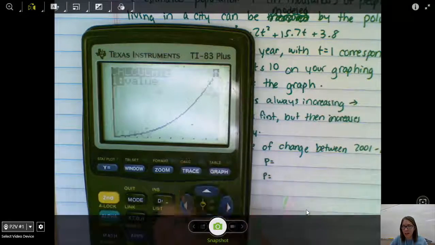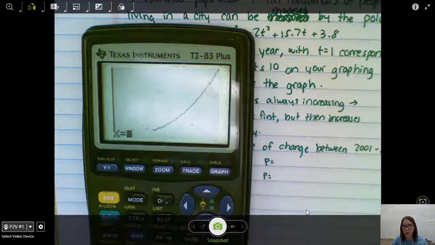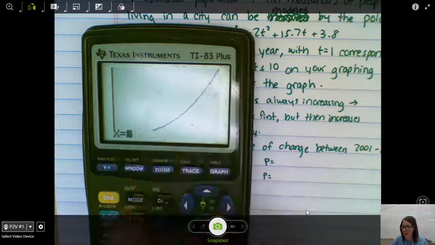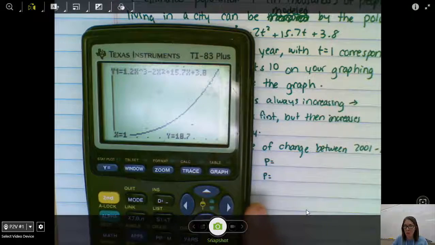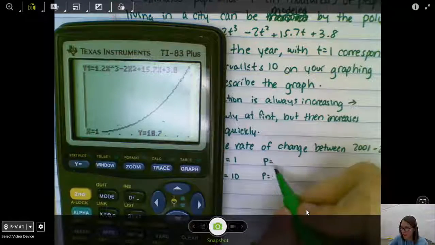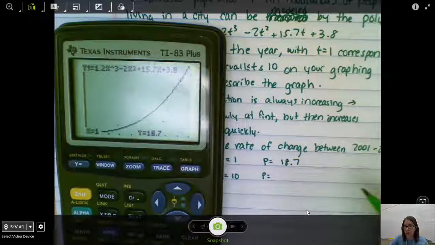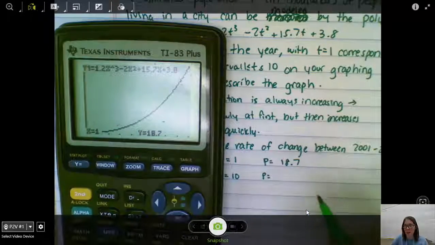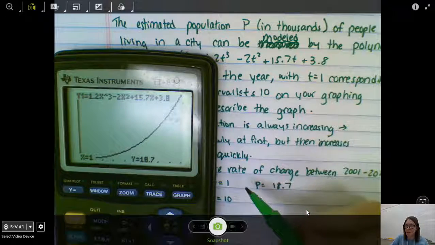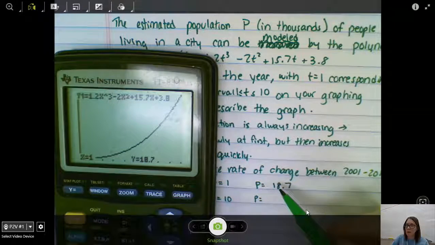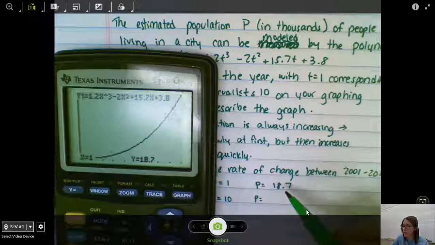Go to second calc, value, and here's my x value I can type in. If I type in 1, my y value is 18.7 for the population, which again, remember that this is in thousands. So in the year 2001, our population was 18.7 thousand, 18,700 people.